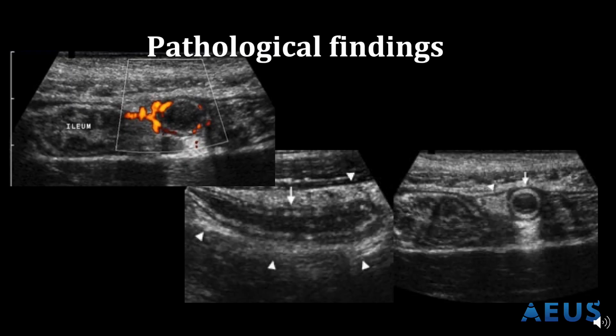Now let's shift gears and talk about pathological findings. Here are some of the images you can see. On the left upper corner, you can see a hyperemic appendix. We call it the ring of fire. And the lower two are, again, thicker appendix with some fat stranding around it.